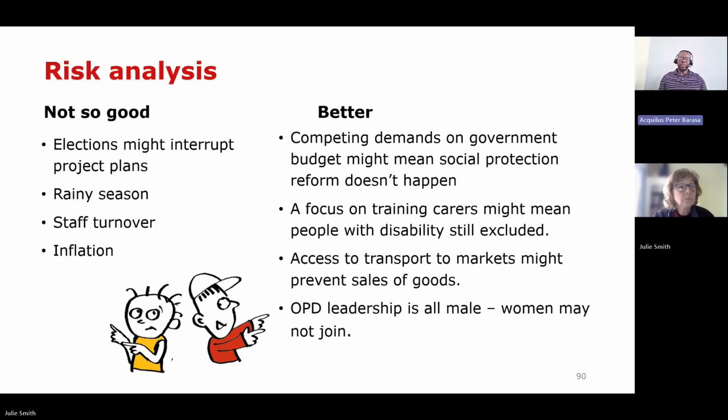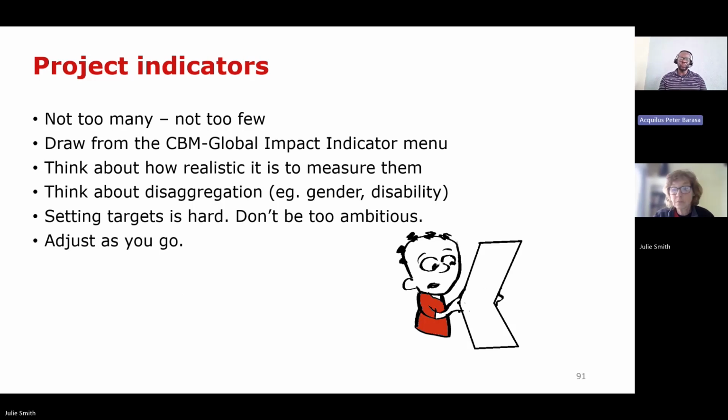And then project indicators, not too many, not too few. Use the CBM-Global Impact Indicator menu and draw from those. Think about how realistic it is to measure them. So don't just put on the partner a whole lot of indicators that they will find impossible to collect. Yeah, and don't let member teams or technical teams push a whole lot of unrealistic indicators either, particularly when there's not a specific M&E person in the project team.